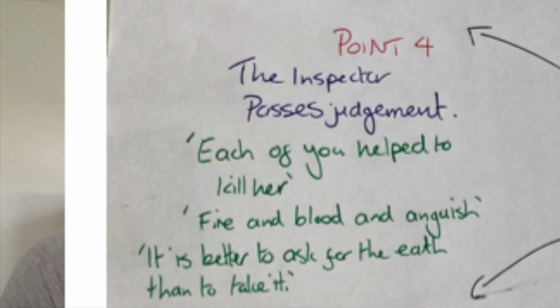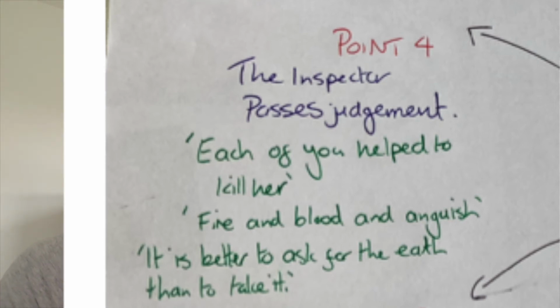Okay, as the narrative starts to come to its conclusion, we have another crime drama characteristic in that the inspector passes judgment or passes sentence on the people that he is interviewing. So as we come to the conclusion, we have this abrupt "listen to me" when the characters are all squabbling amongst themselves about who's really to blame. The inspector says, "Each of you helped to kill her."